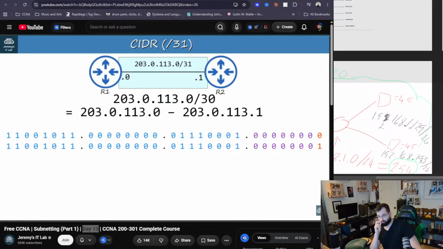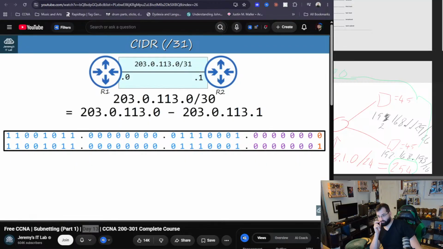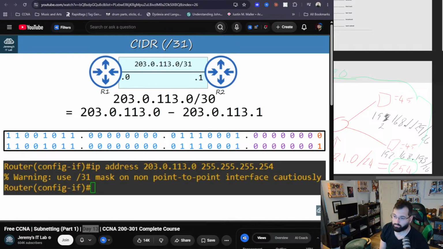Normally, this would be a problem, because it leaves no usable addresses after subtracting the network and broadcast addresses. But for point-to-point networks like this, a dedicated connection between 2 routers, there's actually no need for a network address or a broadcast address. So we can break the rules in this case and assign the only 2 addresses in this network to our routers. Note that if you try this configuration on a Cisco router, you'll get a warning like this, reminding you to make sure that this is a point-to-point link, but it is a totally valid configuration.